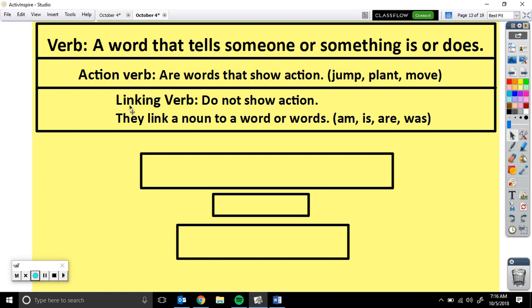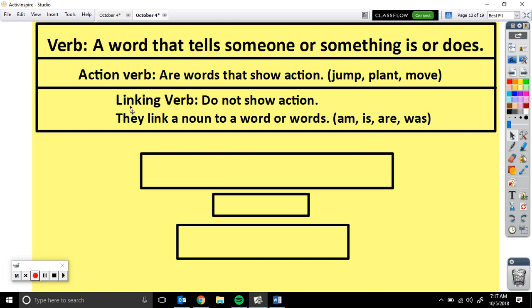So if you might say, my name is Miss Buckle. Well, that doesn't really make sense. There's no action. Miss Buckle's not doing anything. Well, in that instance, it's a linking verb, and I'm connecting my name, which is the noun, to Miss Buckle with the word is. All right?